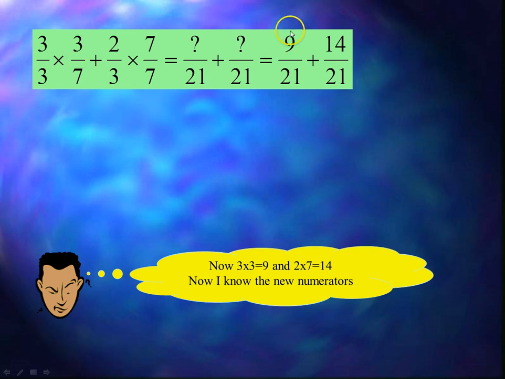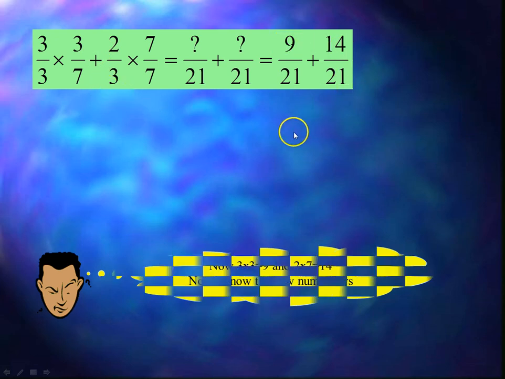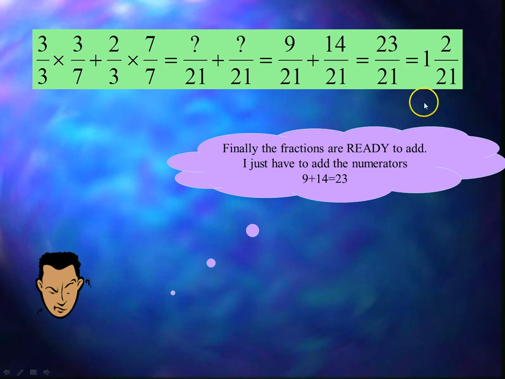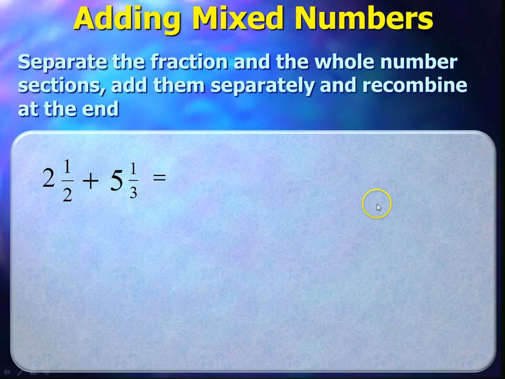So now I'm left with 9 21sts, which is the equivalent fraction of 3/7, and 14 21sts, which is the equivalent fraction of 2/3. Now the addition is very easy. 9 plus 14 is 23. And that is an improper fraction, so we have to turn it into a mixed number, which is 1 and 2 21sts. You're done.